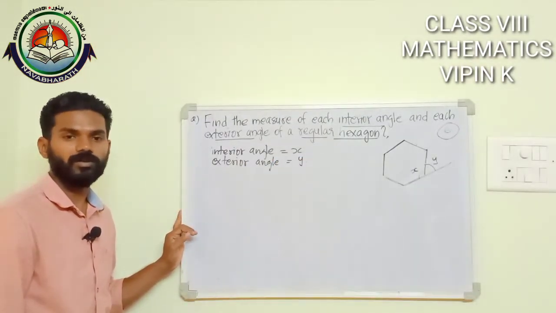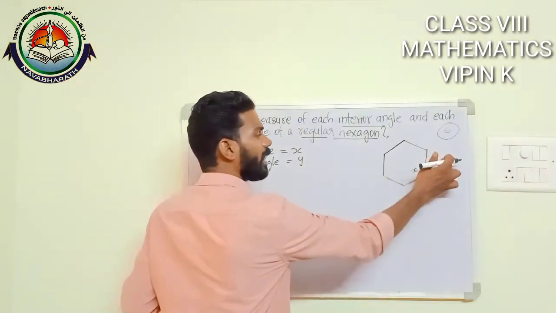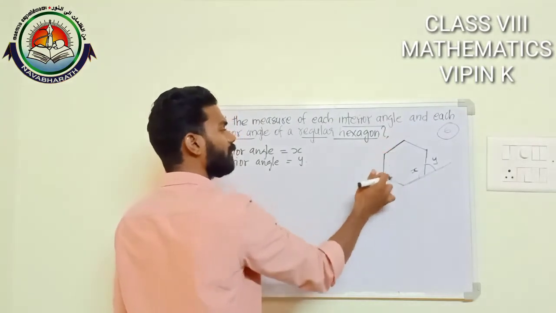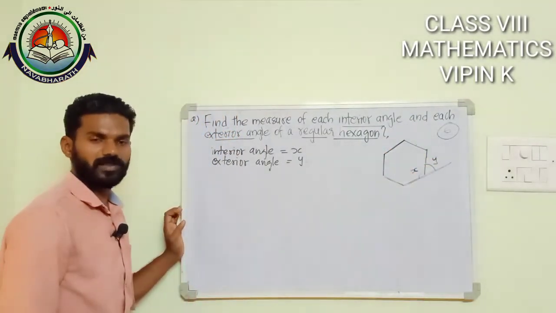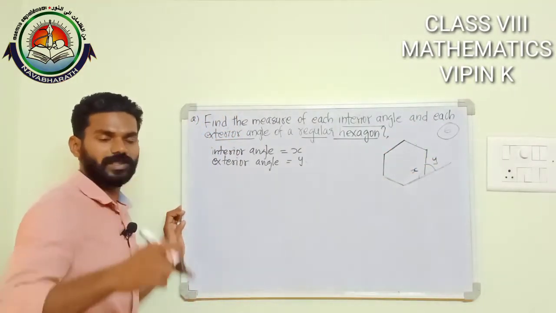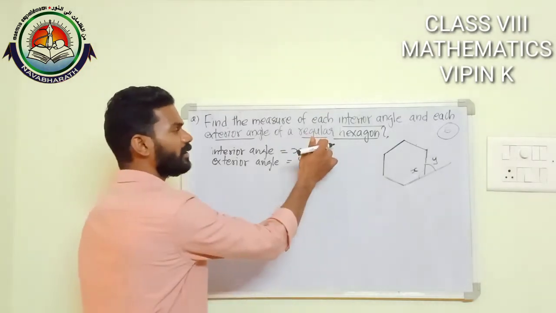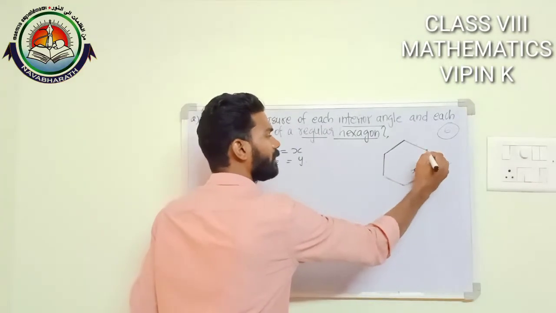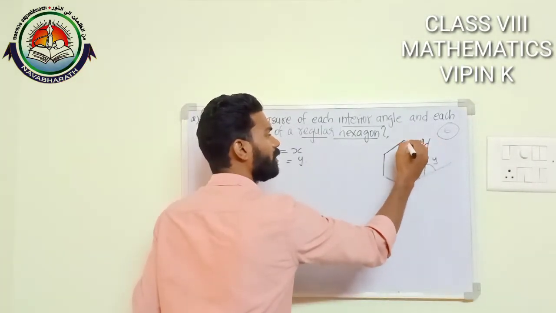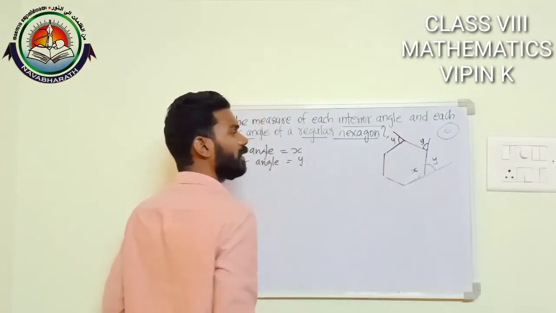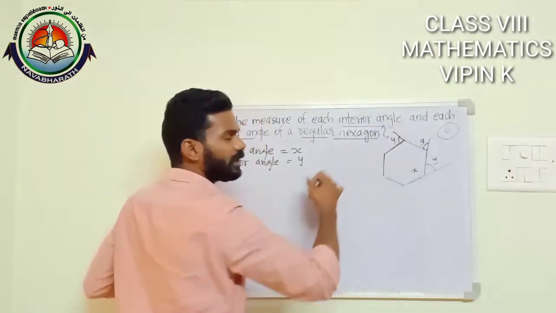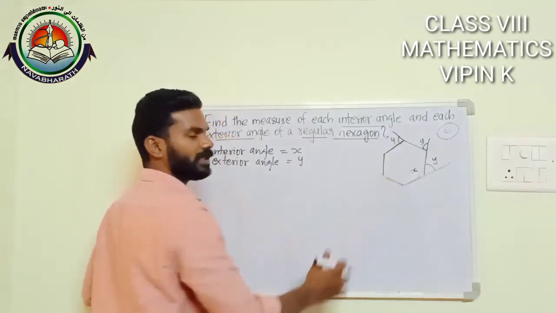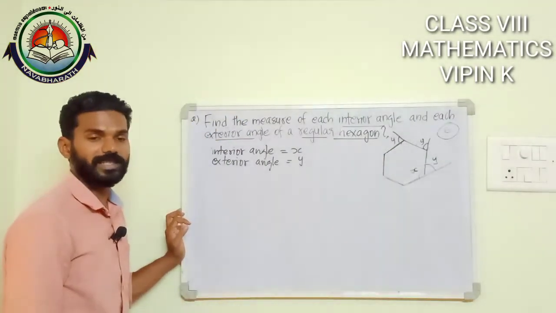Now consider the exterior angle Y. How many exterior angles are there for a hexagon? There are 6 exterior angles. And since it is a regular hexagon, all the exterior angles would be Y itself. Here also a Y would be there. Here also a Y would be there. Just like that, there would be 6 Y's. Clear? Y plus Y plus Y plus etc. How many Y's? 6 Y's.